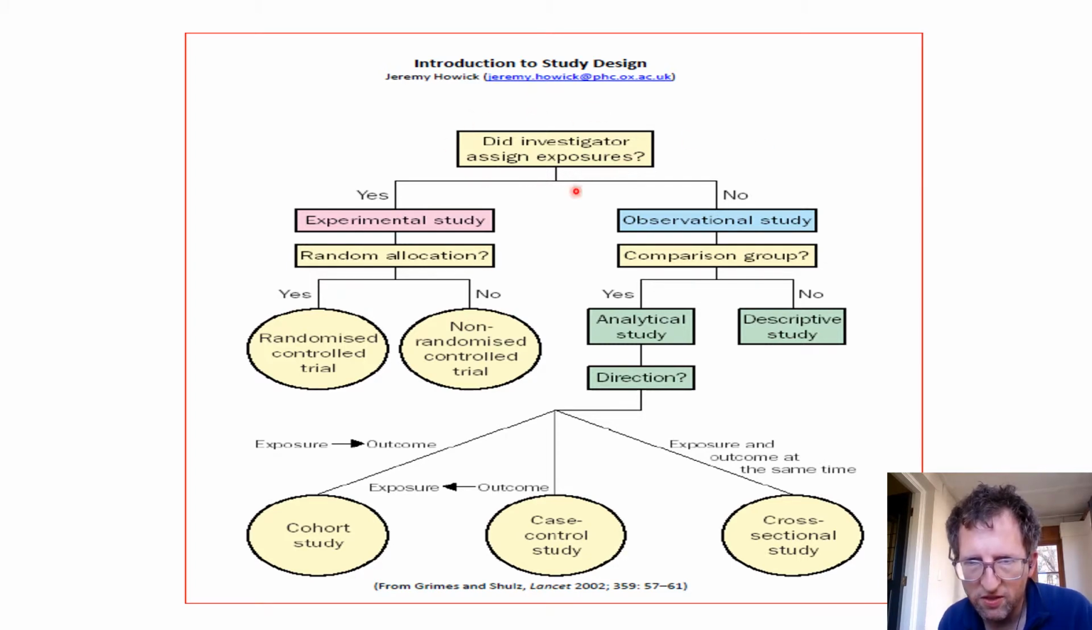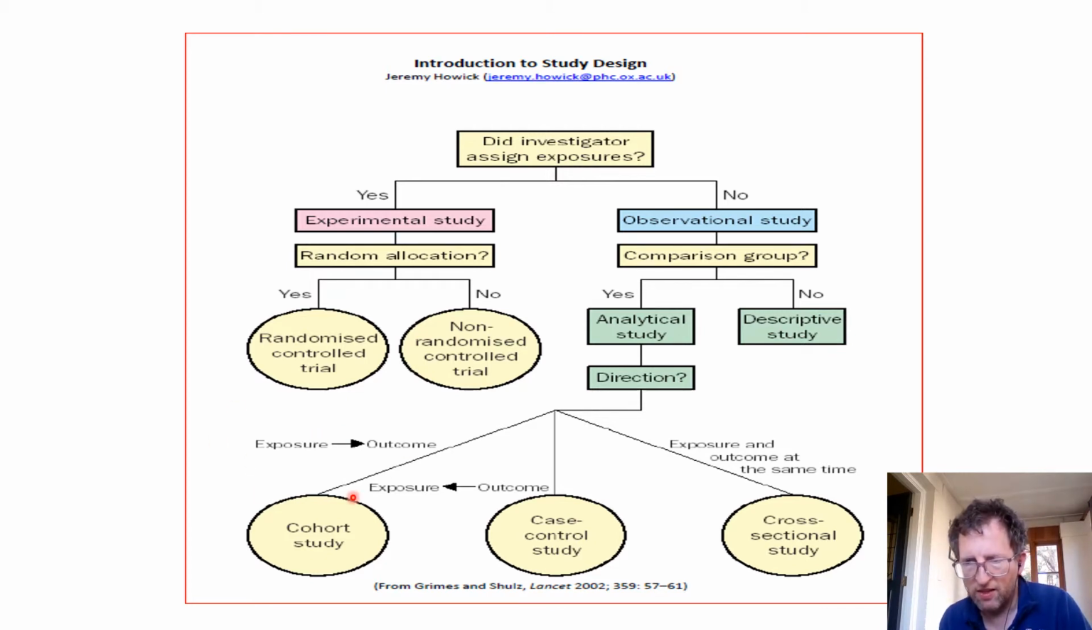Did the investigators assign an exposure? No, it was an observational study, so they didn't actually introduce something to the patients. Is there a comparison group? Yeah, they're comparing asbestos exposure with non-asbestos exposure, so it's analytical. And which one did they select the patients by? It was the exposure. They said we're going to put people in the study who were exposed and a group of people who were non-exposed to asbestosis, and then we're going to follow them up in time to the outcome. So therefore it's a cohort study.